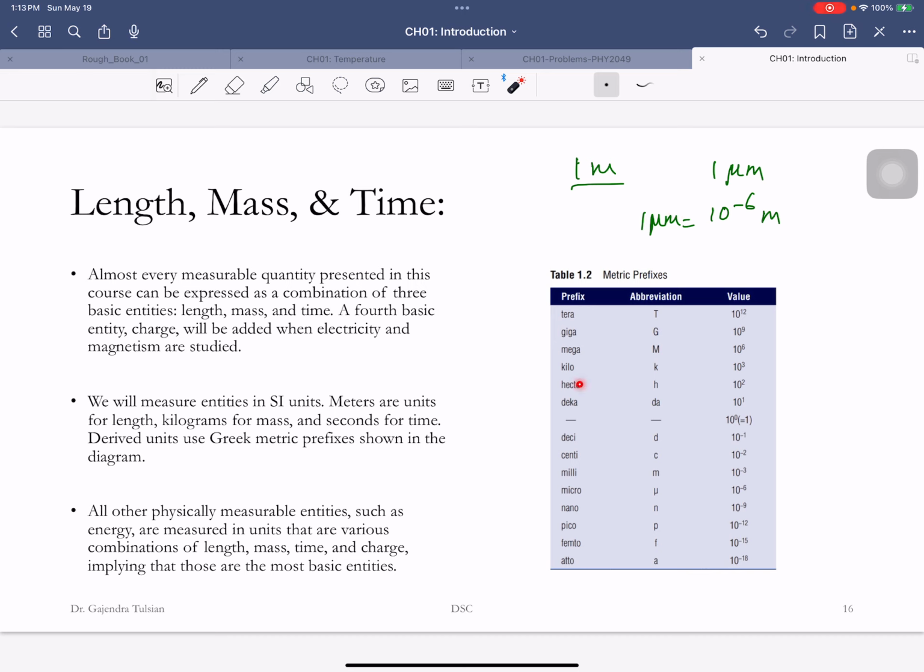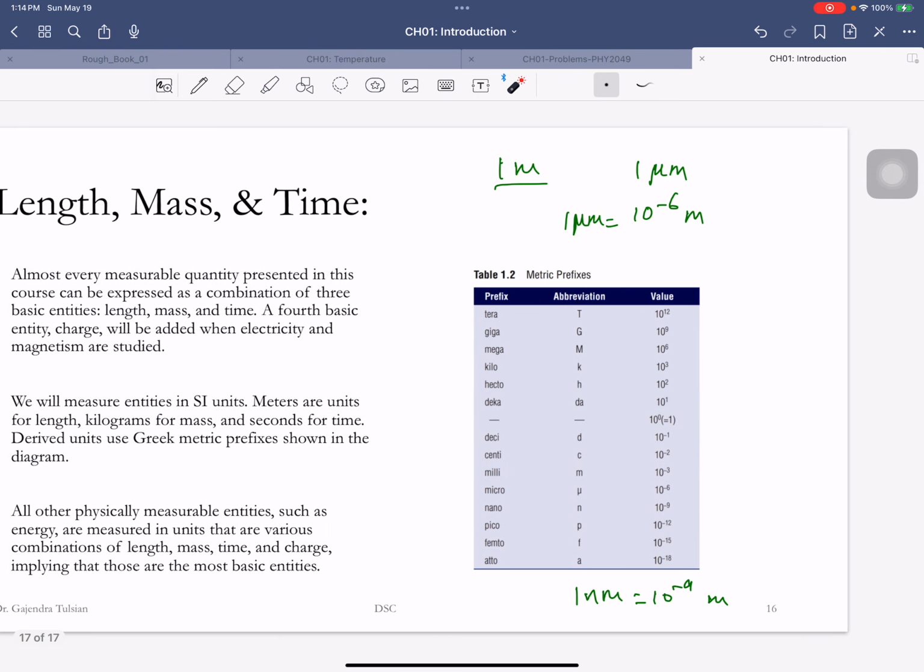The table gives you the power of 10 that the prefixes are equal to. A millimeter is 10 to the minus 3 meters. A micrometer is 10 to the minus 6 meters. Here is the prefix symbol, or letter. A nanometer is 10 to the minus 9 meters, and this is a good unit to measure the size of an atom, for instance.